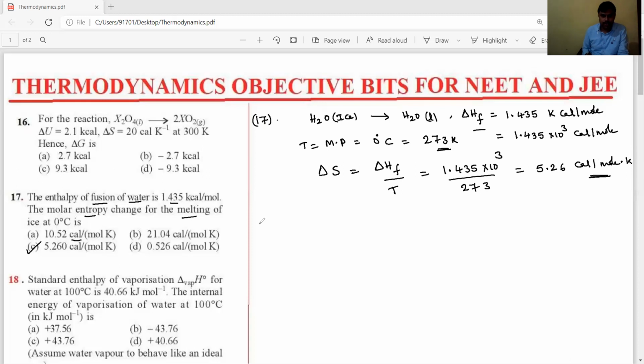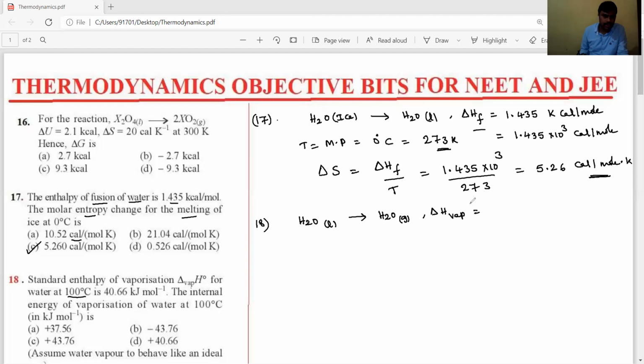Okay students, let's go for the 18th question, dear students. What is the 18th question? The standard enthalpy of vaporization of water at 100 degrees centigrade is equal to... What is enthalpy of vaporization? Enthalpy of vaporization means liquid water is converted into water vapor, that is, into the gaseous state. The amount of heat required for liquid water to be converted into its vapor state is known as enthalpy of vaporization.